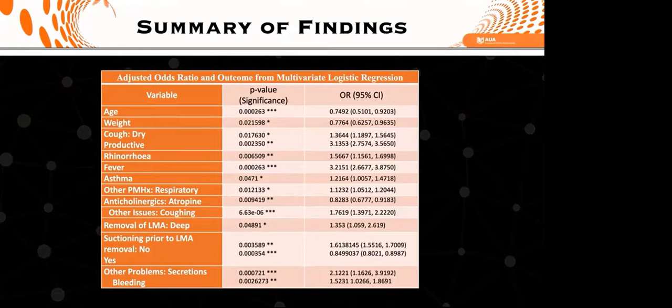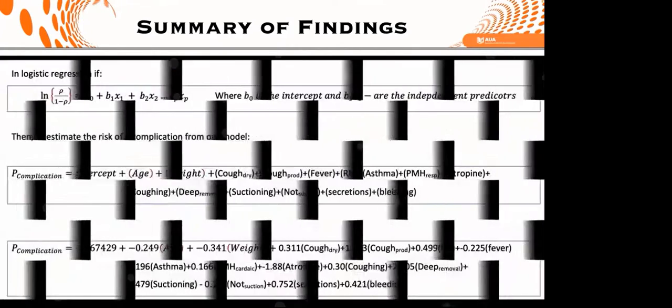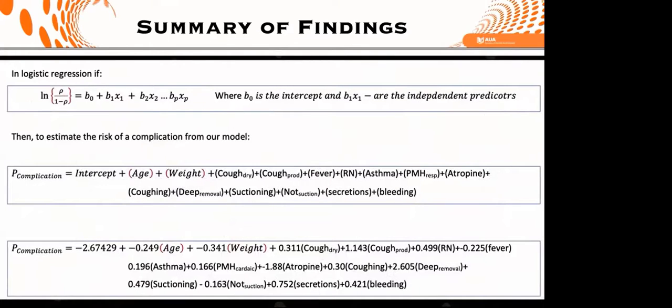And then we looked at removing the LMA, where deep removal was found to increase your odds of getting a PRE outcome, suctioning the airway prior to removal of the LMA, and presence of blood and secretions in the airway. This is what my logistic regression equation looks like.